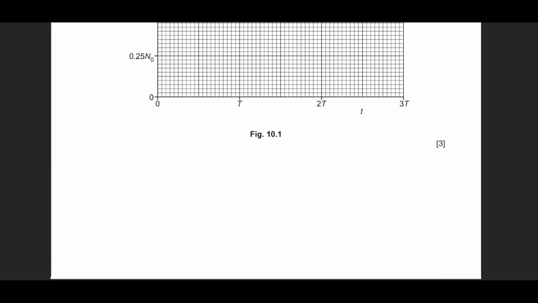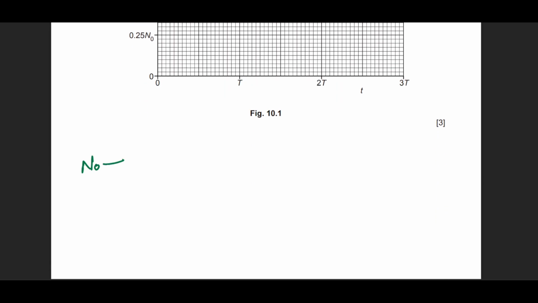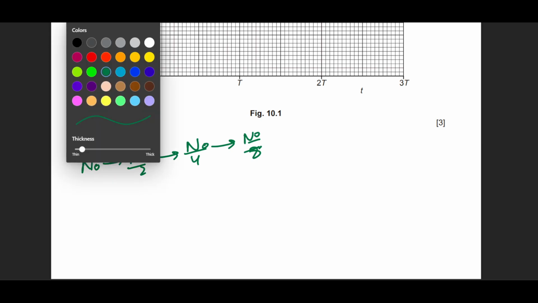We've done this in O-levels as well. You start with N naught, the next fraction is N naught by 2. The third fraction is N naught by 4. The next one is N naught by 8. So you keep on halving the value.